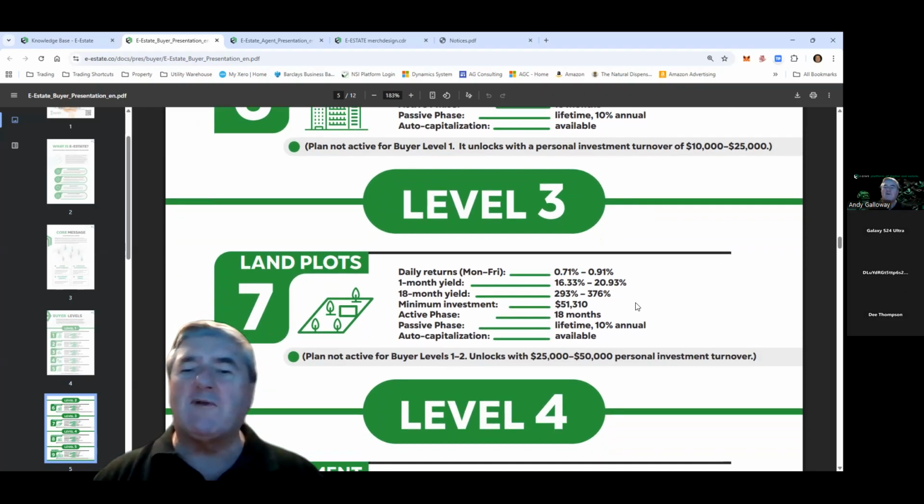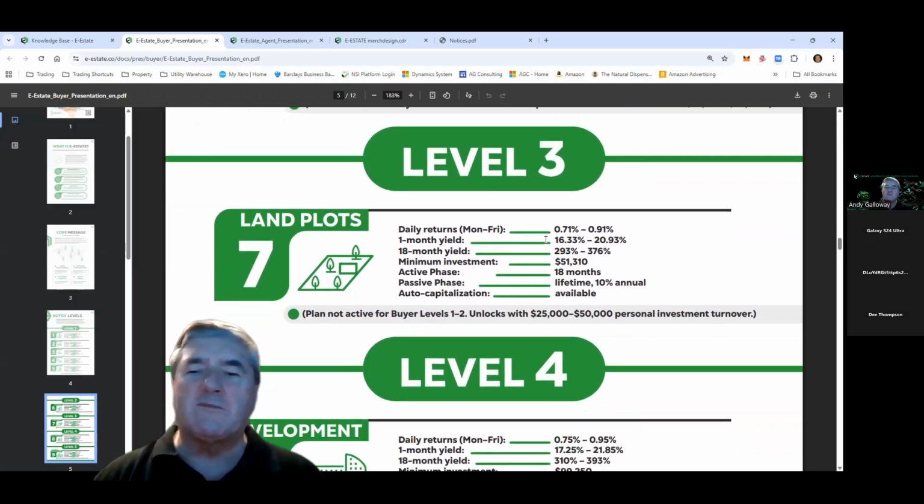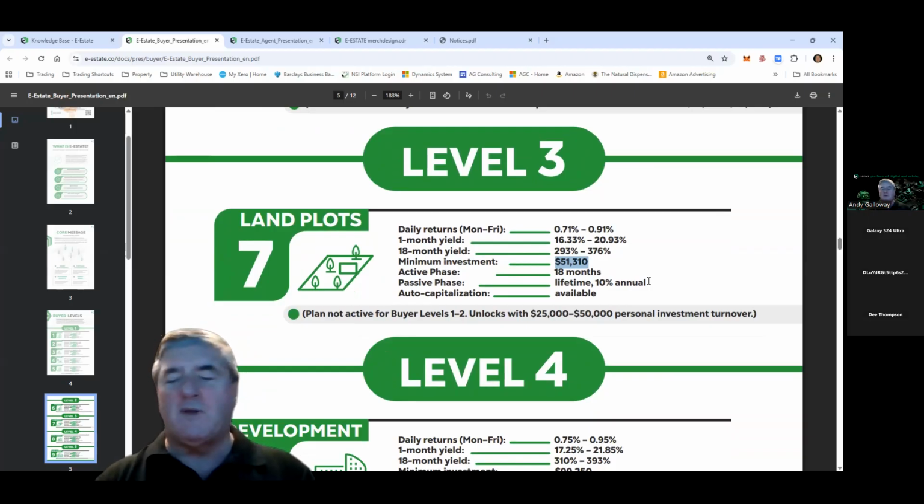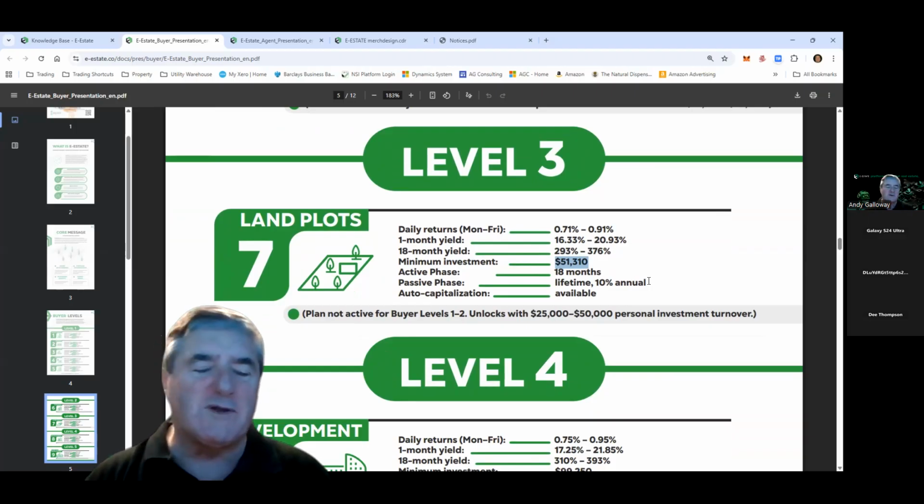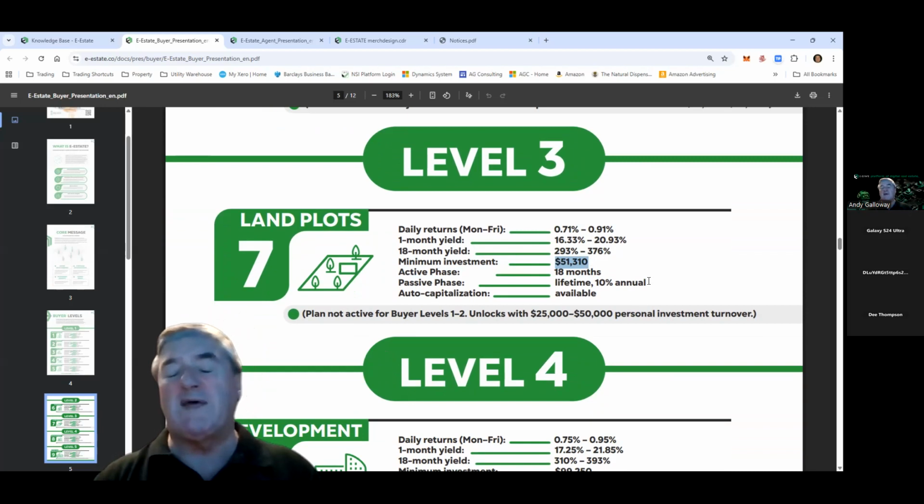So level 3, there are land plots. And again, the land plots are a bigger return, but they are a bigger investment. Here you're talking about 51,310 as a minimum investment. Now you might be just starting this and say, well, I'm happy to look at investing maybe $3, $4, $5, maybe $10,000 to get my real estate business off the ground.